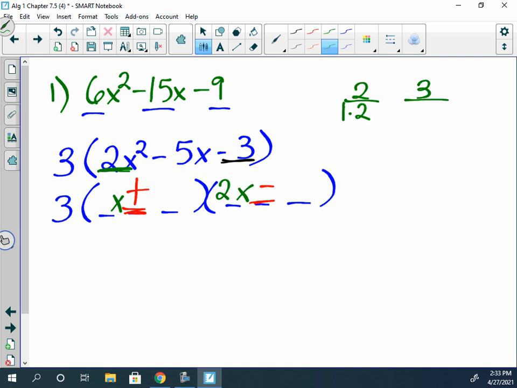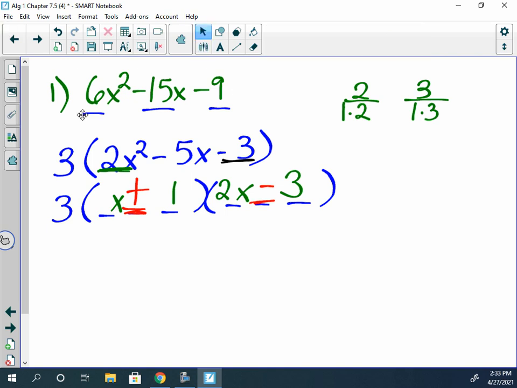Now we need to find the factors of 3. And that's it, isn't it? So I just throw them in. If this works, awesome. If not, we either have to change the numbers or change the signs to see if it works. So any questions on this here before we check it?